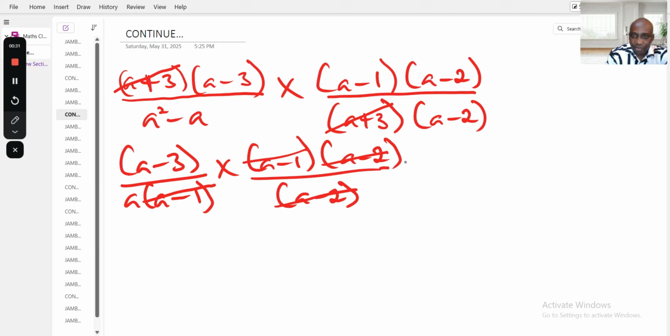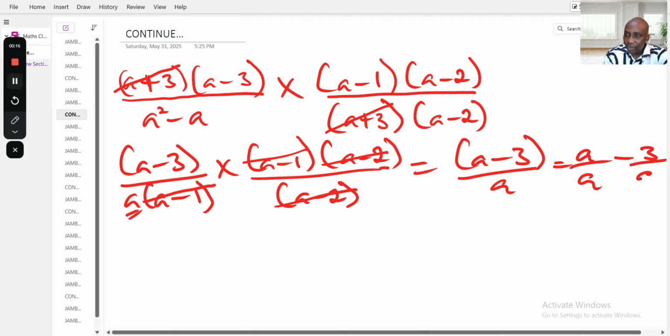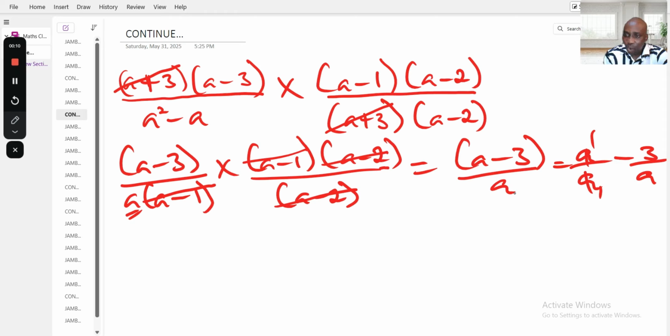What do we have left? We have a minus 3 over this a that is left here over a, or we can say a minus 3 over a. 1 here, a here, a here. What we are going to have left is 1 minus 3 over a. This will be our final answer.